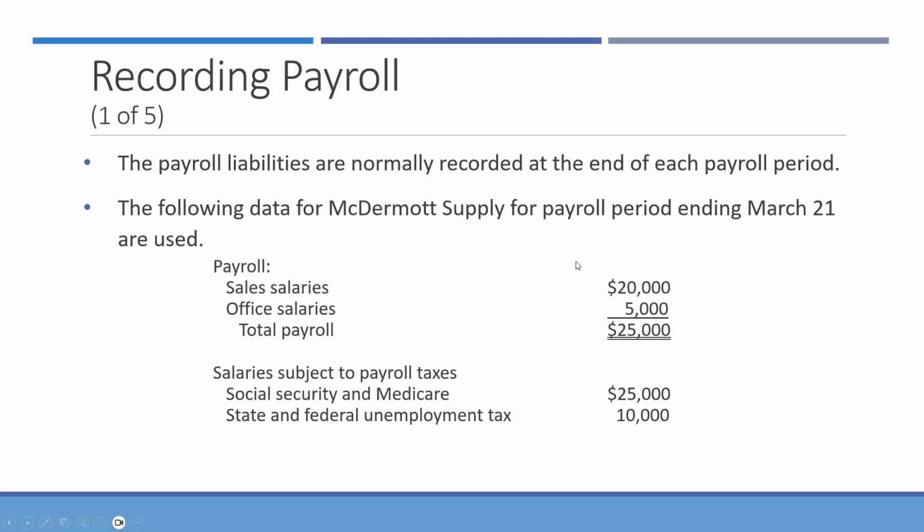And this was the following payroll. So they had 20,000 in sales salaries, 20,000 in office salaries, and the salary subject to payroll taxes was 25,000 for Social Security and Medicare, and then 10,000 for state and federal unemployment tax. Again, it's highly regulatory, and some jobs are subject and some jobs are not subject to the tax rates, so for simplicity's sake, the problem will provide the amount subject to the tax.